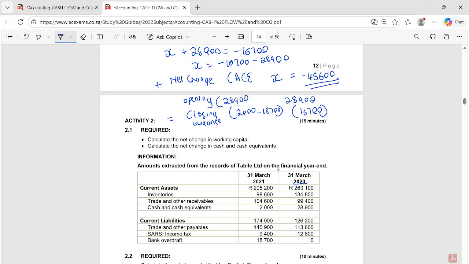Negative 45,600. I'm going to put it here as my cash and cash equivalent, in brackets. That's how you calculate your cash and cash equivalent.